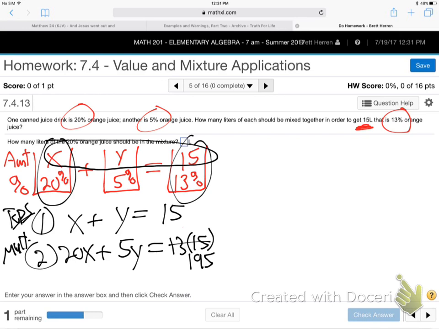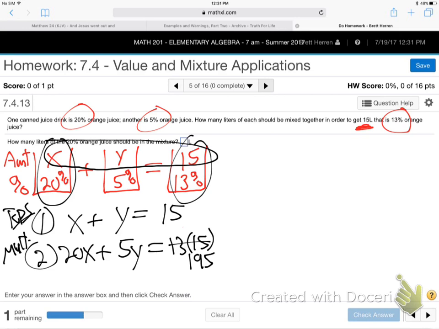All right, so everybody see what I did there? There's my 2 equations. The first equation comes from just right across the top. The second equation comes from multiply. See what I mean by multiply? I multiplied 20 times x, and 5 times y, and 13 times 15. And that actually made a different number, huh? Good? There's how you get your 2 equations.